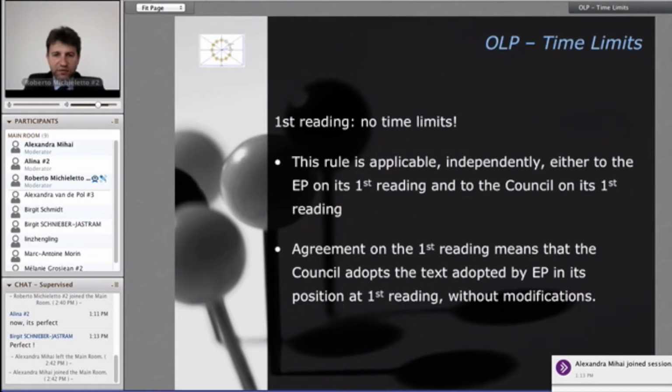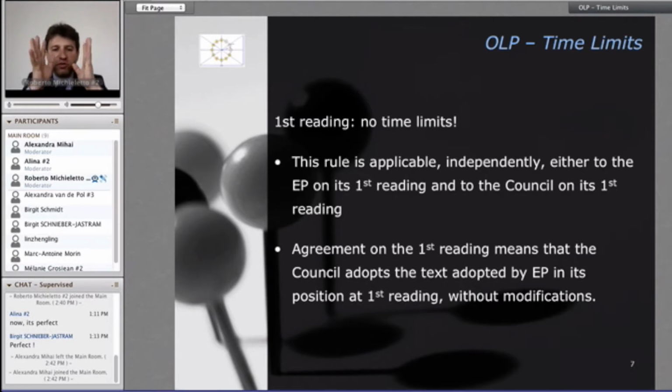As Alina already said, for the first reading we have no timings. Now we are going in depth in the OLP. This rule is applicable independently either to the European Parliament on first reading, or to the Council on its first reading. I think that you have no time limits for the first and for the second.